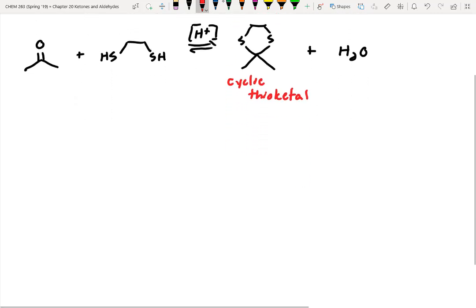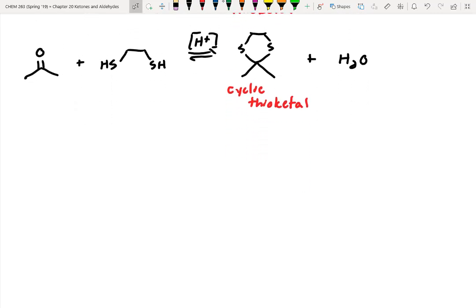And you might be thinking, why? Why do this if we can protect our ketones with oxygens? Especially if you're a chemist and you saw a bottle of that, you would want to plug your nose. This stuff stinks to high heaven. So why on earth would we ever want to use this?